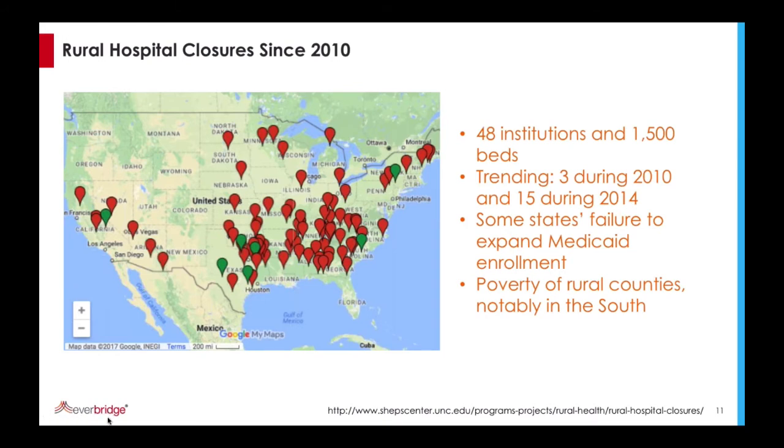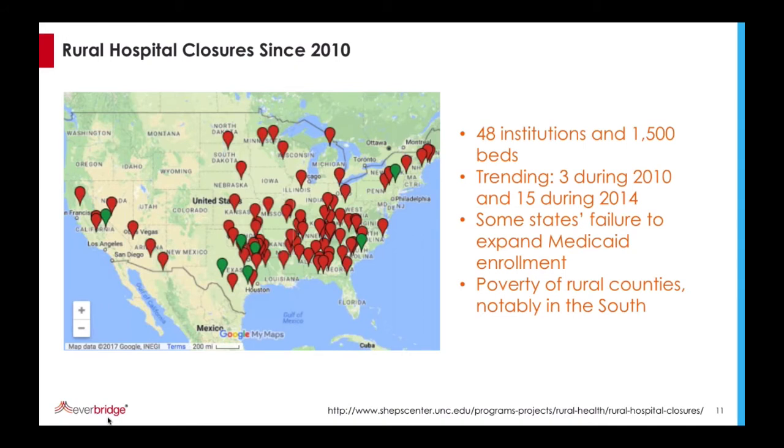The trend is not good. In 2010, there were 3 closures. In 2014, only a couple of years ago, there were 15. So it is not an evenly distributed rate of closure, clearly more trending toward difficulty. I'll say more about that in a moment.